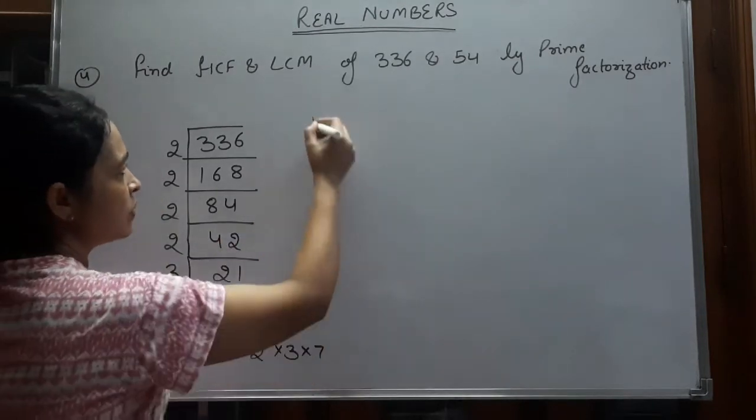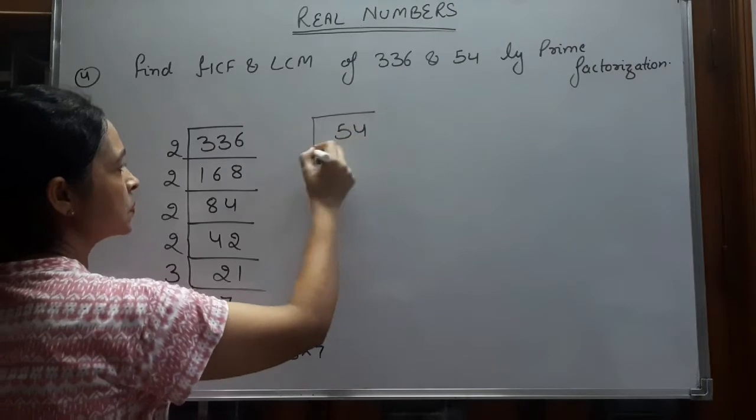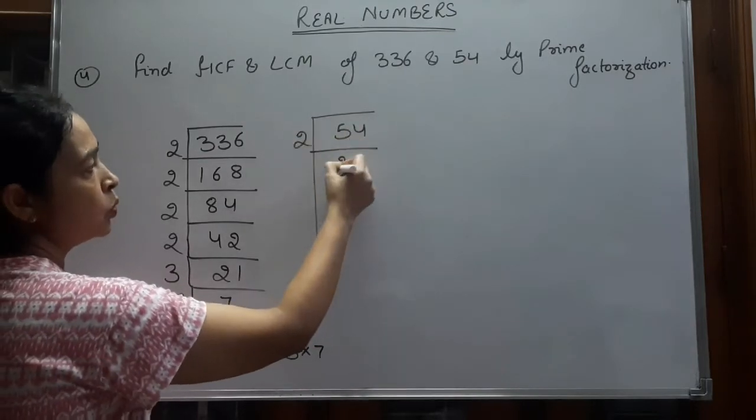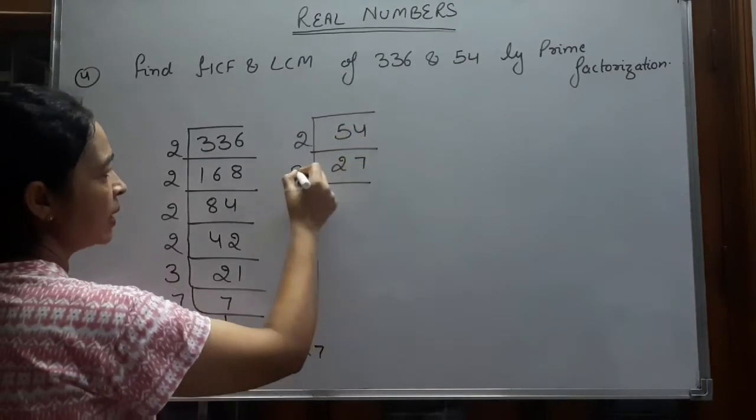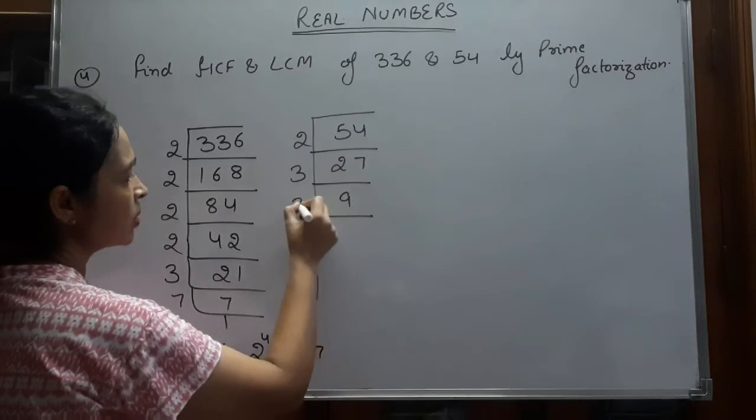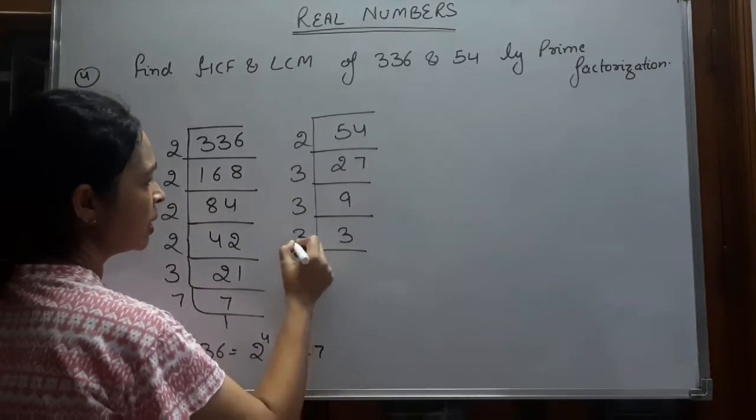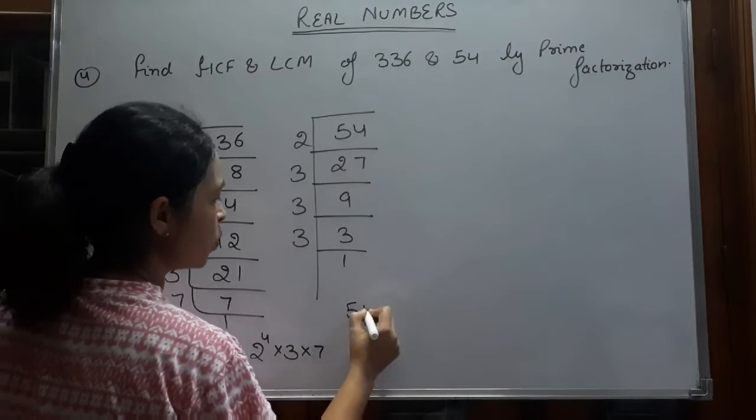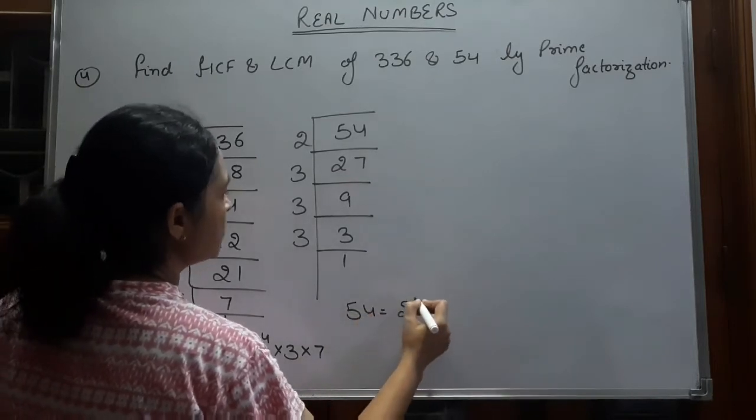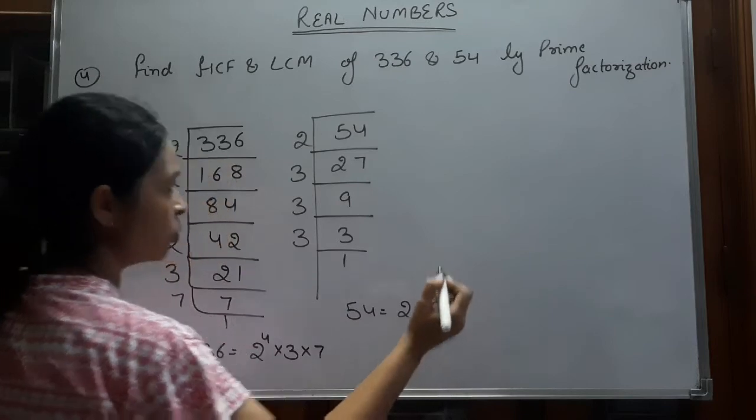Now 54 is divisible by 2, 2 twos are 4, 2 sevens are 14, again with 3, 3 nines are 27, 3 threes are 9, and 3 ones are 3. So 54 can be written as 2 की power 1 into 3 की power 3.